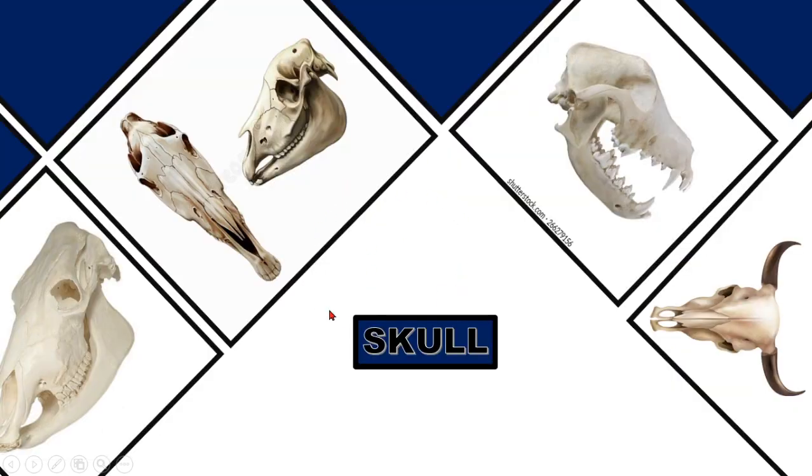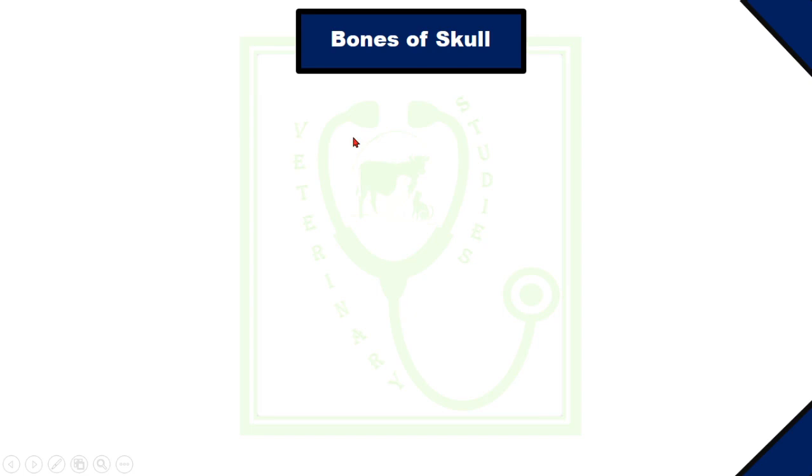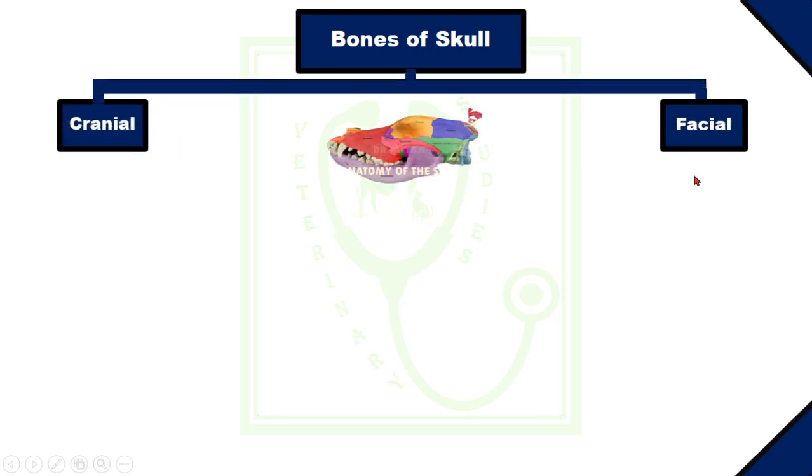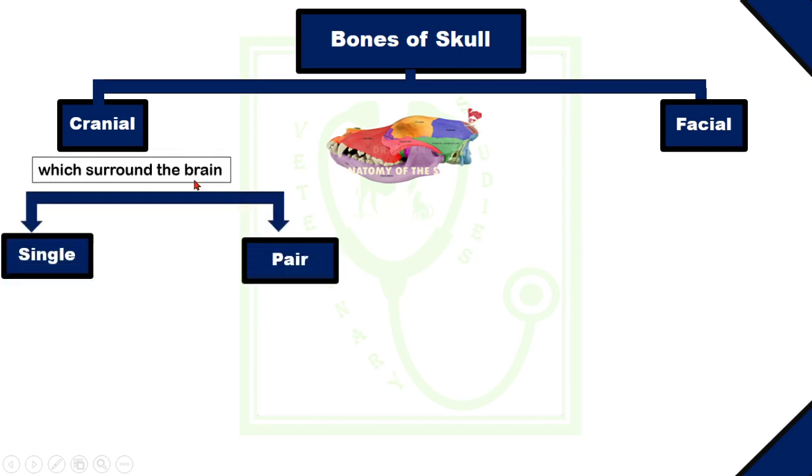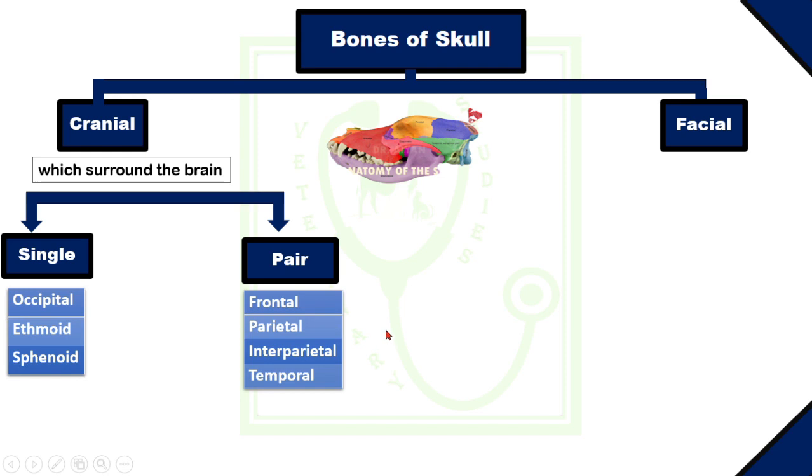Now, in the axial skeleton, first of all, I am going to tell you about the skull. Skull forms the basis of the head of animals. Bones of the animal skull consist of cranial bones and facial bones. Cranial bones are those bones which surround the brain or central nervous system to form the cranium. Cranial bones consist of single and paired bones. Occipital, ethmoid, and sphenoid bones are single bones, whereas frontal, parietal, interparietal, and temporal bones are paired bones.